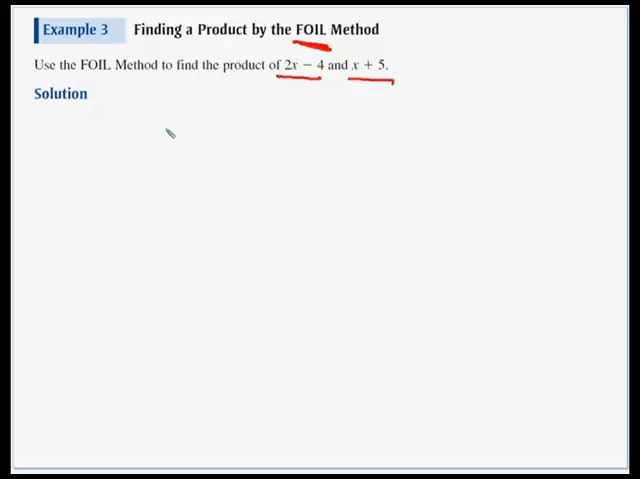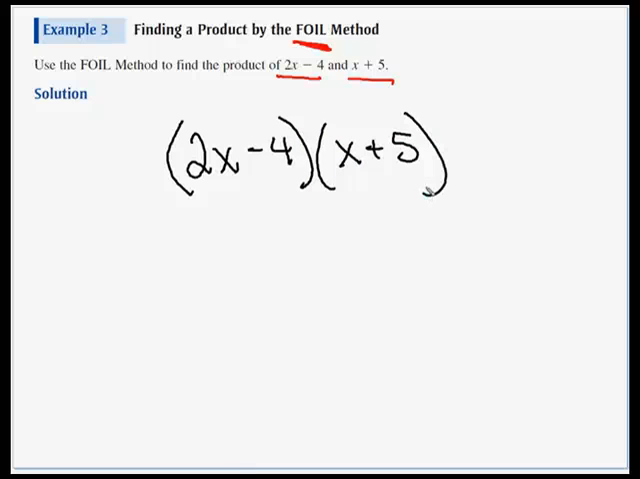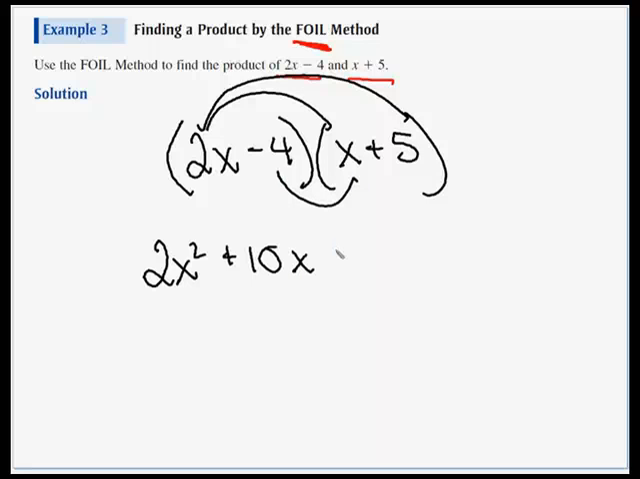So I'm going to write them here in parentheses. 2x minus 4 times x plus 5. And of course, you know FOIL. First is 2x squared. Our outers are going to be a plus 10x. The inners minus 4x. And then we have minus 4 times 5. Our last terms will be a minus 20.